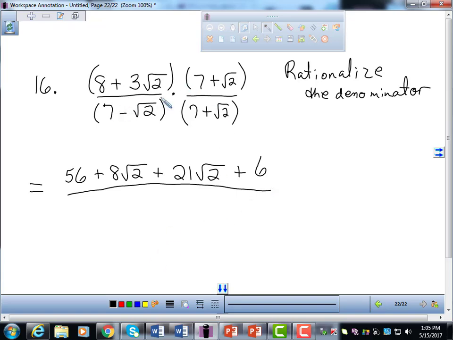All right, on the bottom, 7 times 7. 7 times square root of 2. Negative square root 2 times 7. And negative square root of 2 times square root of 2 is a negative 2. Good job. All right, let's clean it up. On the top, 56 plus 6. Negative 8 square root of 2 plus 21 square root of 2.